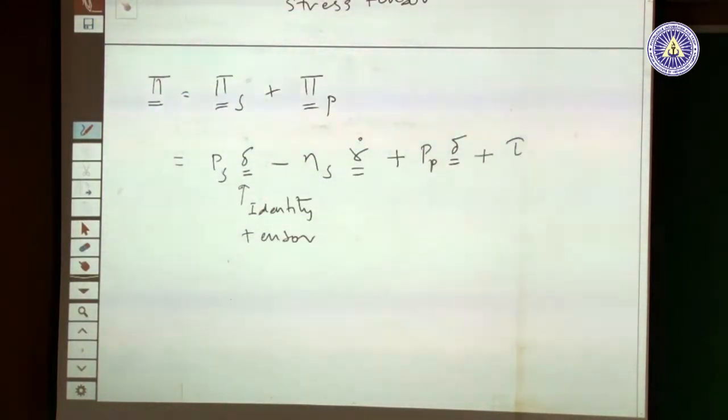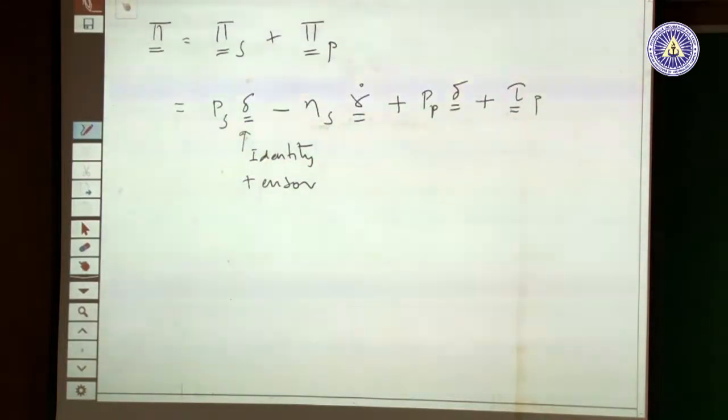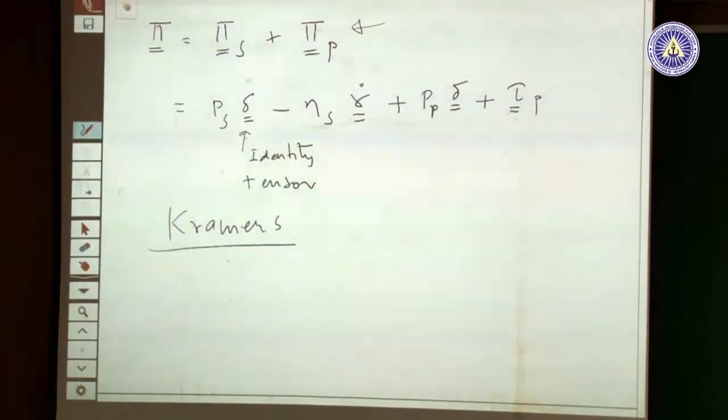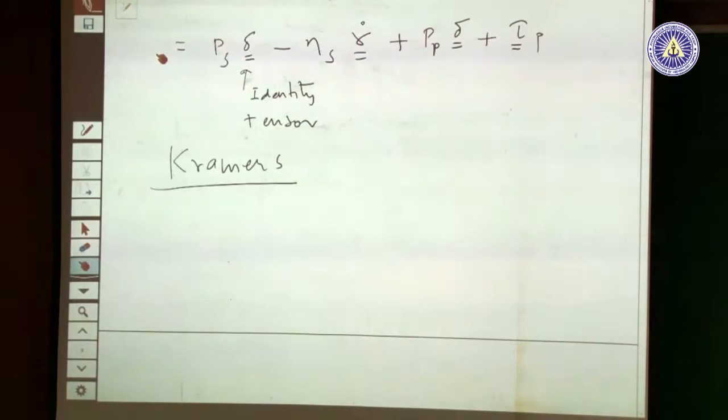And then we have to add what's called the deviatoric part of the stress tensor, what is left over after you've removed the isotropic part. So now the question is, how can we find this pi p, this polymer contribution to the stress tensor? This was intuitively sketched out by Kramers. I can't remember around when he did this, and we will follow his argument to derive what this pi p is.